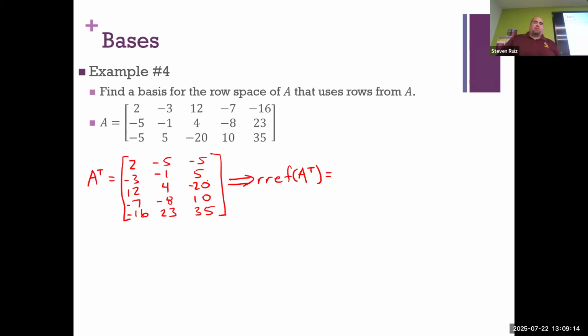So what's the order of this matrix? 3 by 5. A is 3 by 5. So when I transpose it, it becomes what order? 5 by 3. Yeah, we switch the dimensions.